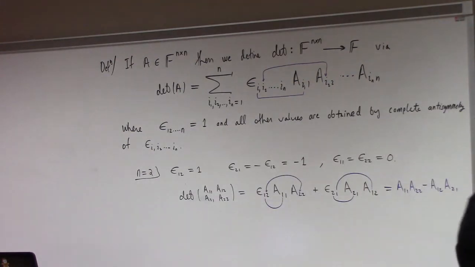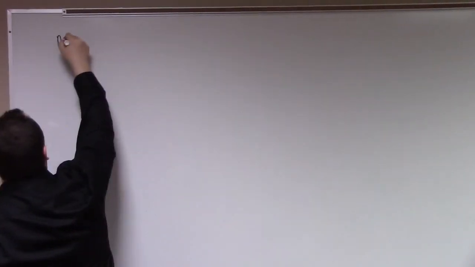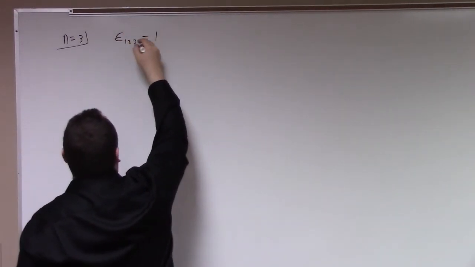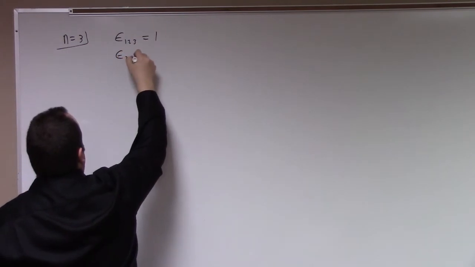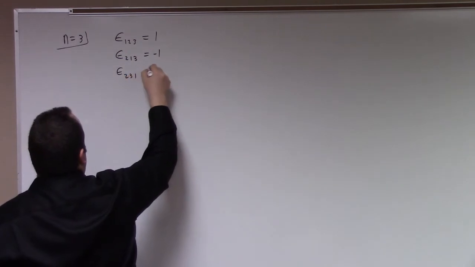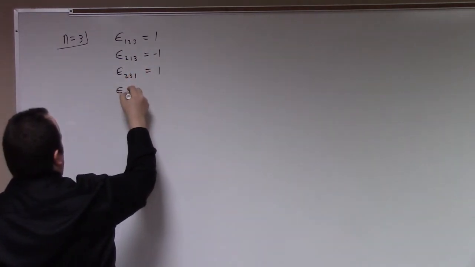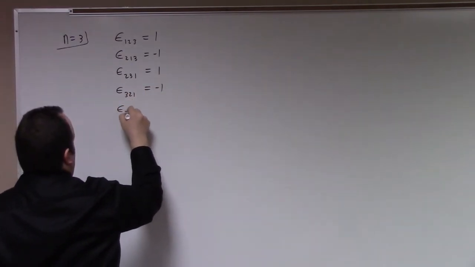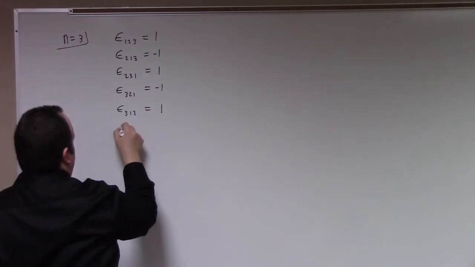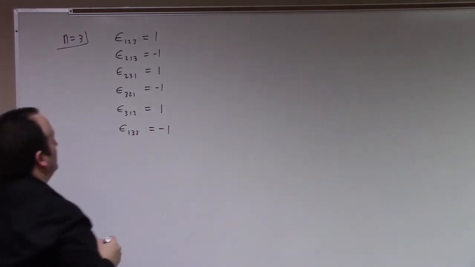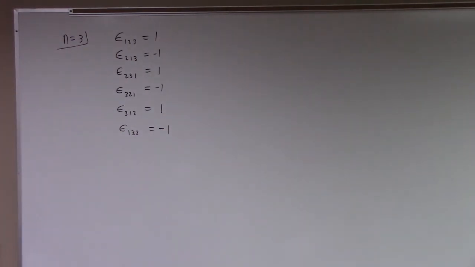To further unravel this pattern, let me talk about n equals 3. Here we have epsilon 1, 2, 3 equals 1 by definition. So epsilon 2, 1, 3 is equal to minus 1. So epsilon 2, 3, 1 is equal to 1. So epsilon 3, 2, 1 is equal to minus 1. So epsilon 3, 1, 2 is equal to 1. So epsilon 1, 3, 2 is equal to minus 1. I think I've got everything now. There should be 6 distinct triples here.